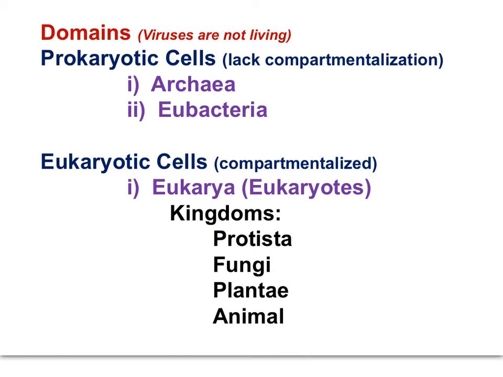Scientists have grouped all of the world's organisms into 3 domains, here in purple: the archaeans, the eubacteria, and the eukarya. The archaeans and the eubacteria are prokaryotic. Their cells lack compartmentalization. They lack a nuclear envelope around the DNA. The eukarya domain include all organisms whose cells have a nucleus, including the protists, fungi, plants, and animals. It's important to note that viruses are non-living biological particles.